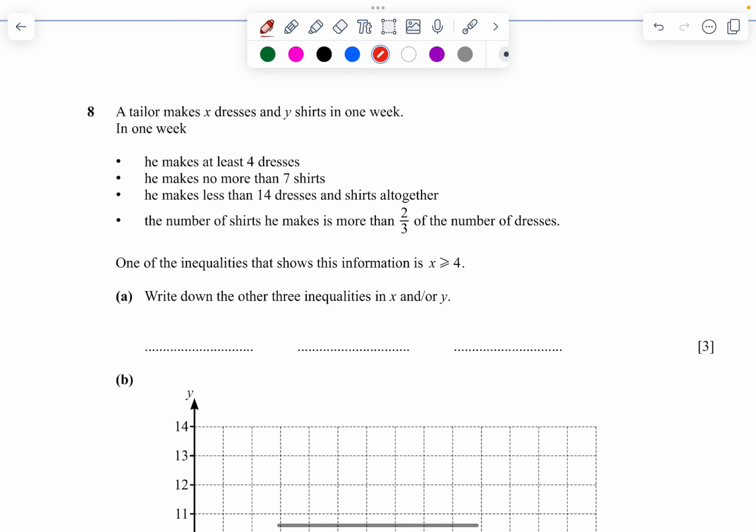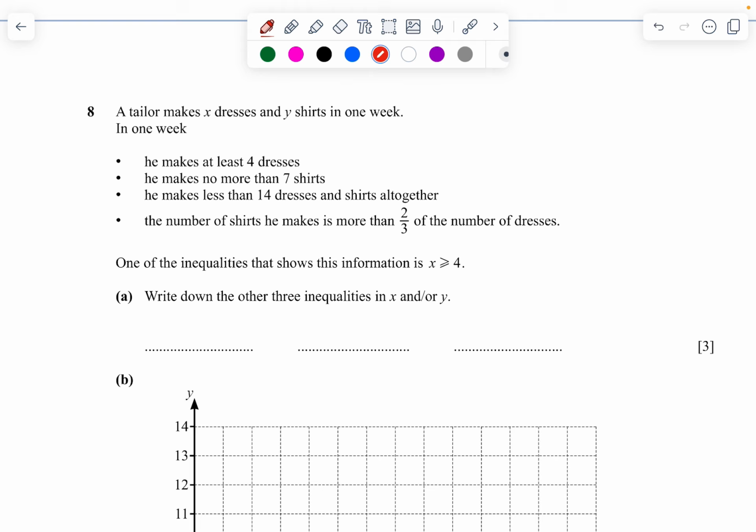Next is question number 8. Now in this question number 8, a tailor makes x dresses and y shirts in 1 week. In 1 week, he makes at least 4 dresses. At least means minimum 4. It can be more than 4 also. So what is the inequality for that one? I'm going to write out the inequality for that. What should be the inequality I should be writing over there?